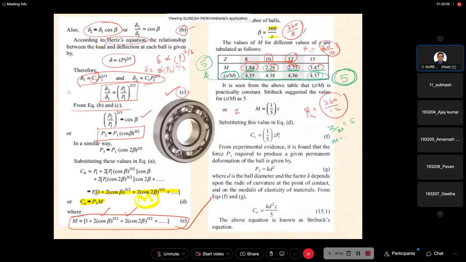Then m is equal to 1 by 5 into Z. Now again substitute in this equation. Now this is our equation, right?